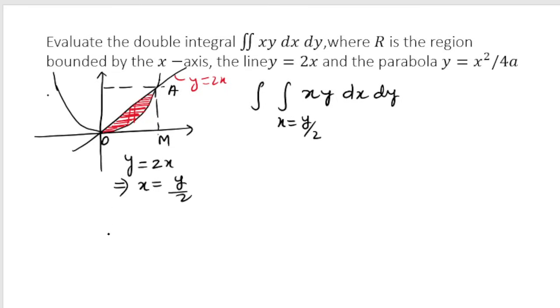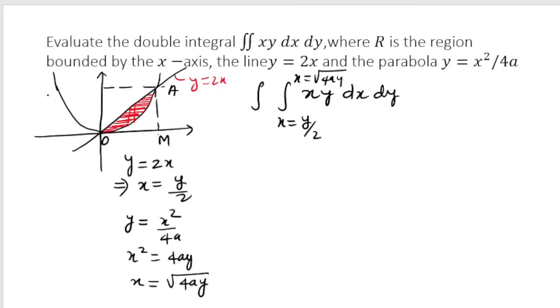Now it is going up to the parabola. The parabola is y = x²/4a, so I will write x² = 4ay. So what will be x in terms of y? x in terms of y will be under root 4ay, so x = √(4ay). Another thing you noted here: the limit is in terms of y, because y/2 to √(4ay) is the limit of x.